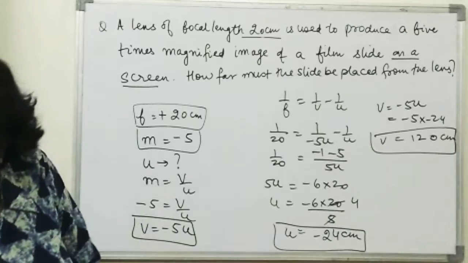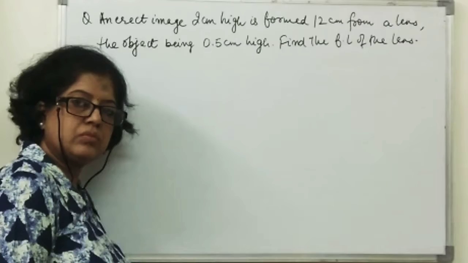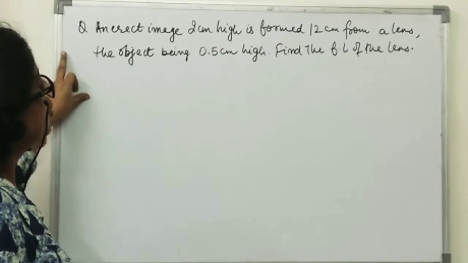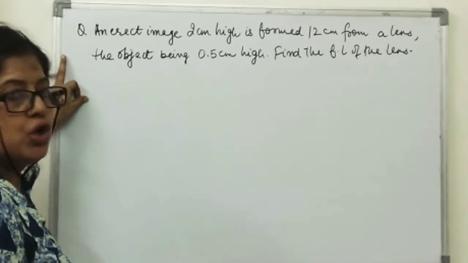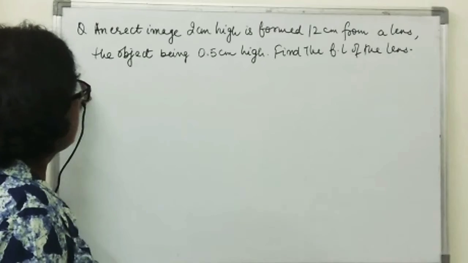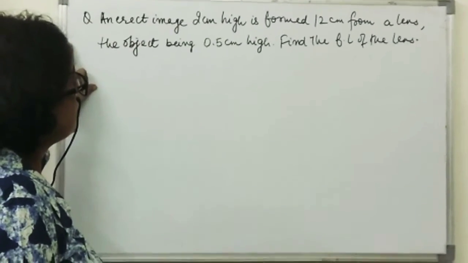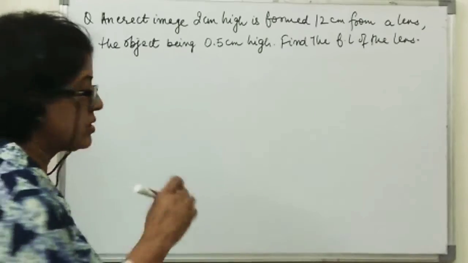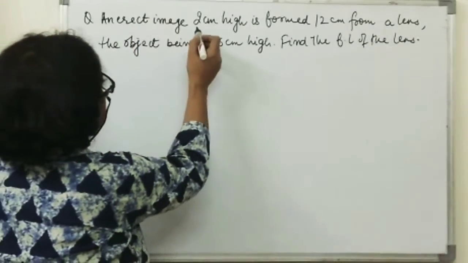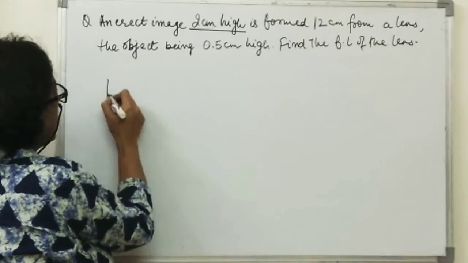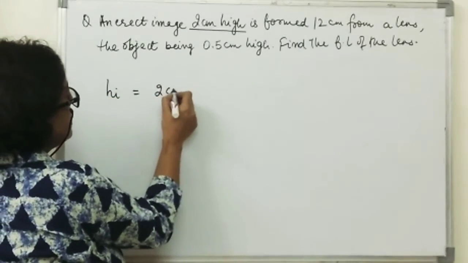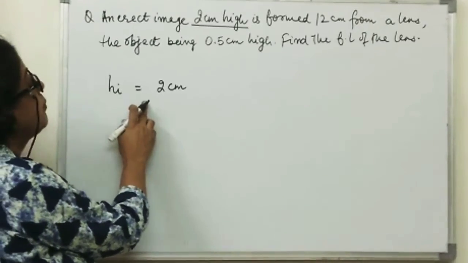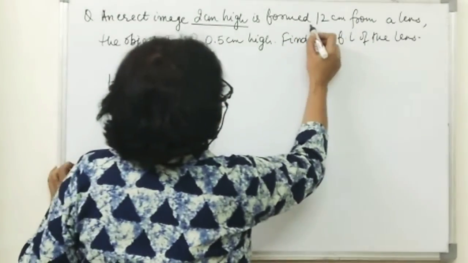Let's solve one more numerical, the last one. The next question says, an erect image 2 cm high is formed 12 cm from a lens. The object being 0.5 cm high, find the focal length of the lens. Now let's see what all is given. First of all, an erect image 2 cm high. That means the height of the image is given to us as 2 cm, and it is an erect image, so plus 2 cm.